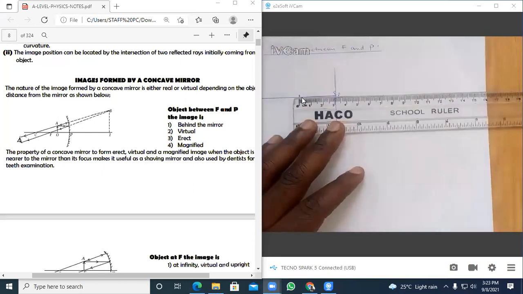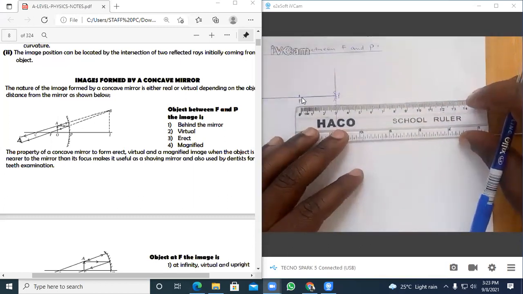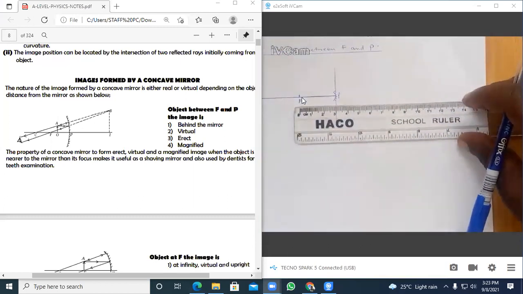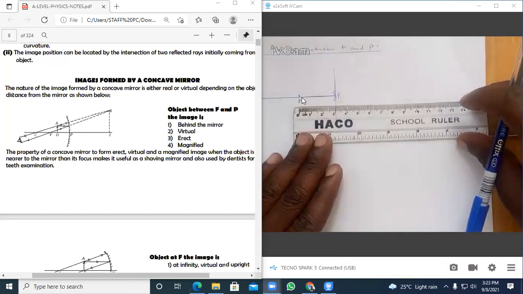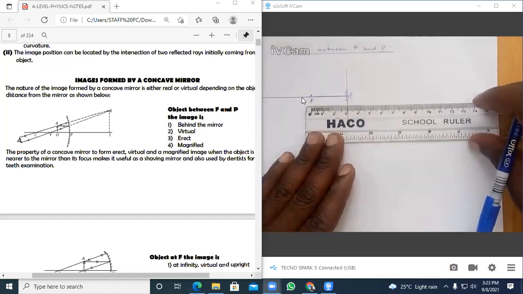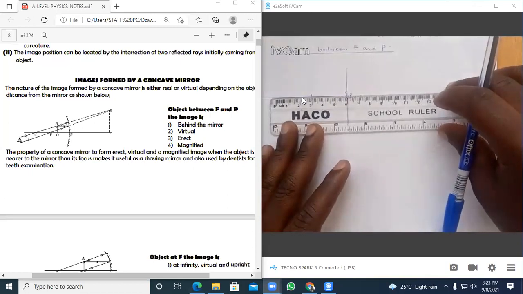It is what? Yeah, the 3 centimeters. I'm saying the 3 centimeters is for the focal length. Focal length is 3 centimeters. So what should be the radius of curvature? The center of curvature from the pole is 6 centimeters. So it should go 6 centimeters.